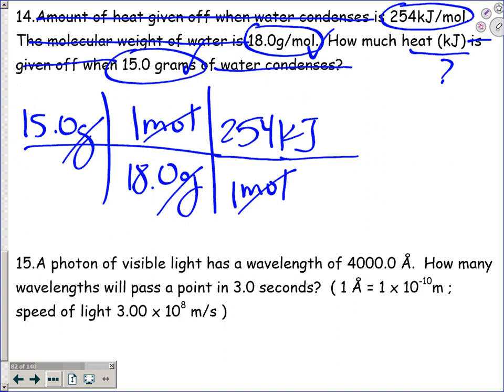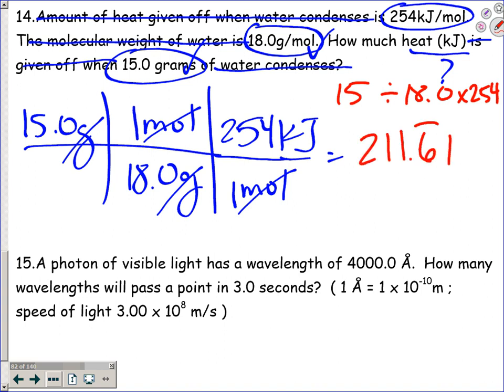So in calculating, I see that I met my final destination, and I know a couple of us have already gotten there. So we're doing 15 in our calculator divided by 18.0 times 254. And what do we get?